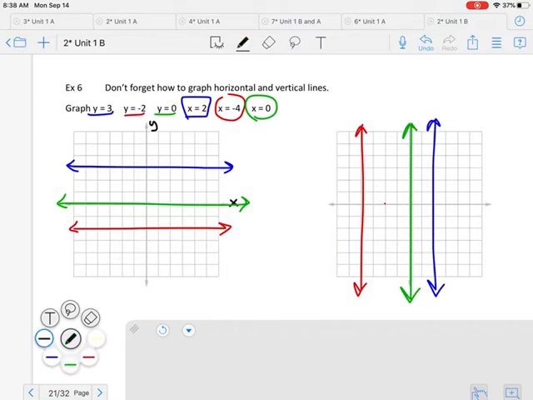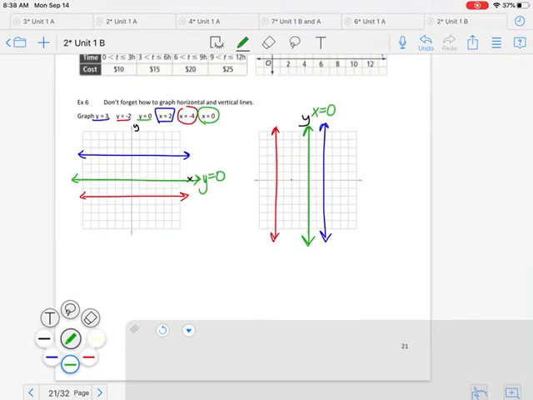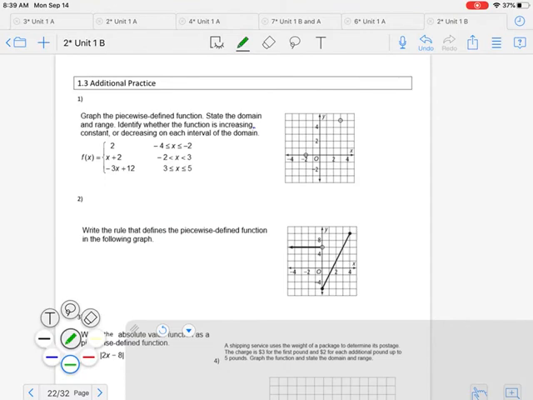Notice the equation for the y-axis is x equals 0. The equation for the x-axis is y equals 0. The letter in the equation matches the axis that is actually crossing. And that was it for 1.3.